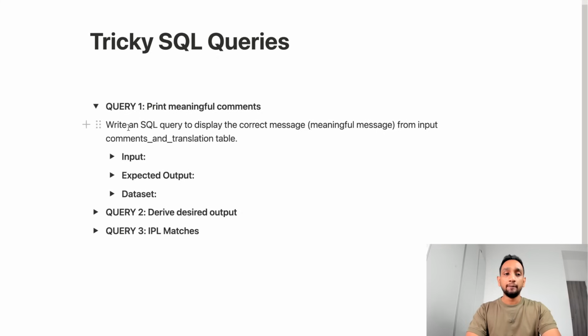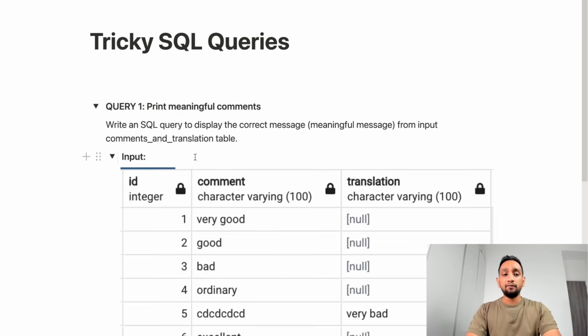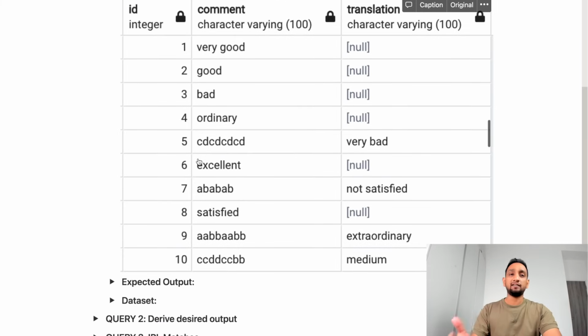This query states, write an SQL query to display the correct message or meaningful message from the input comments and translation table. Meaning that we have an input table, comments and translation, and it looks something like this. It has 3 different columns: an ID column, a comments column and a translation column. For some of the comments we have very good, good, bad, ordinary, and then some garbage value, then excellent, then again garbage value, satisfied, again garbage value, and finally also some garbage value.